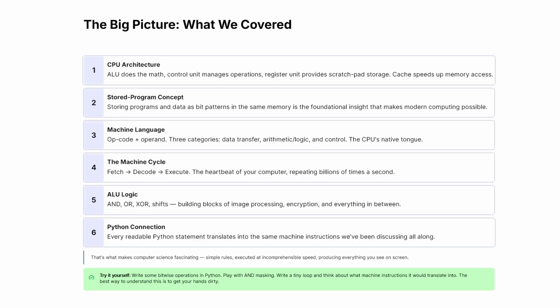If you want to go deeper, try writing some bitwise operations in Python. Play with AND masking. Write a tiny loop and think about what machine instructions it would translate into. The best way to understand this is to get your hands dirty.